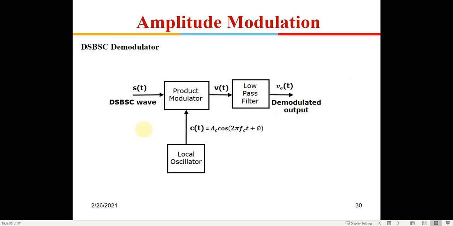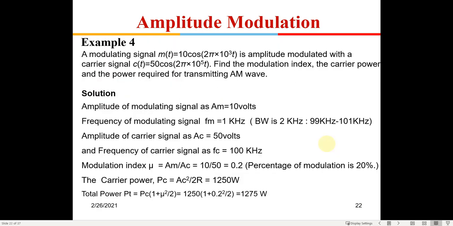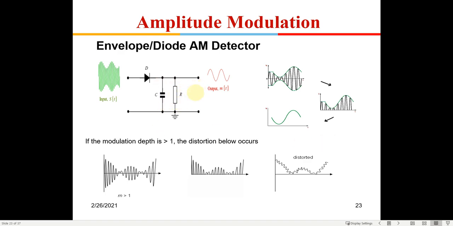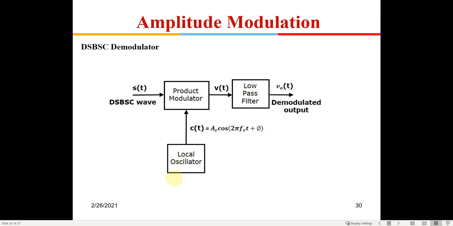So how to demodulate it? You should have a local oscillator. Since you are only transmitting these two components, you can't do a square operation. If I go back here, you can't have an envelope or diode AM detector. You can't have a square operation here. So there has to be a local oscillator. That is the disadvantage. So it has become slightly more complex. You have to have a local oscillator.